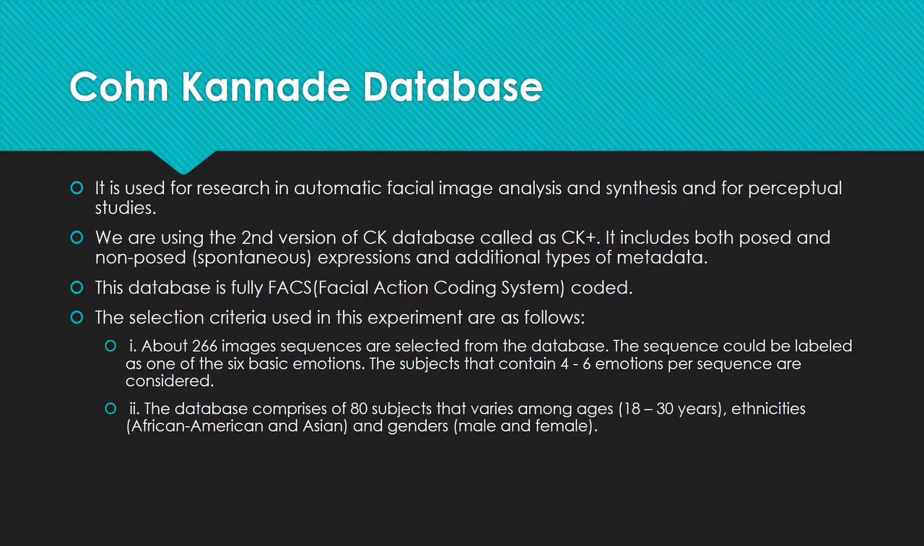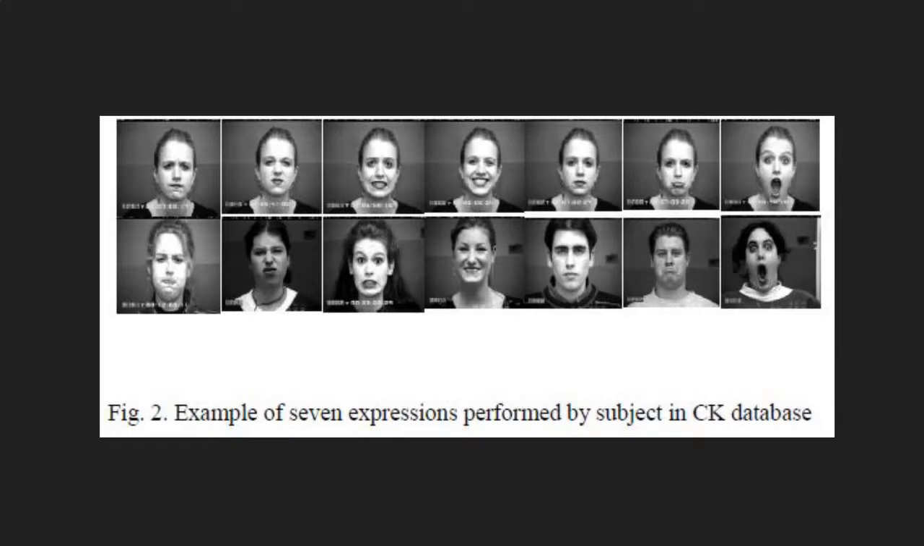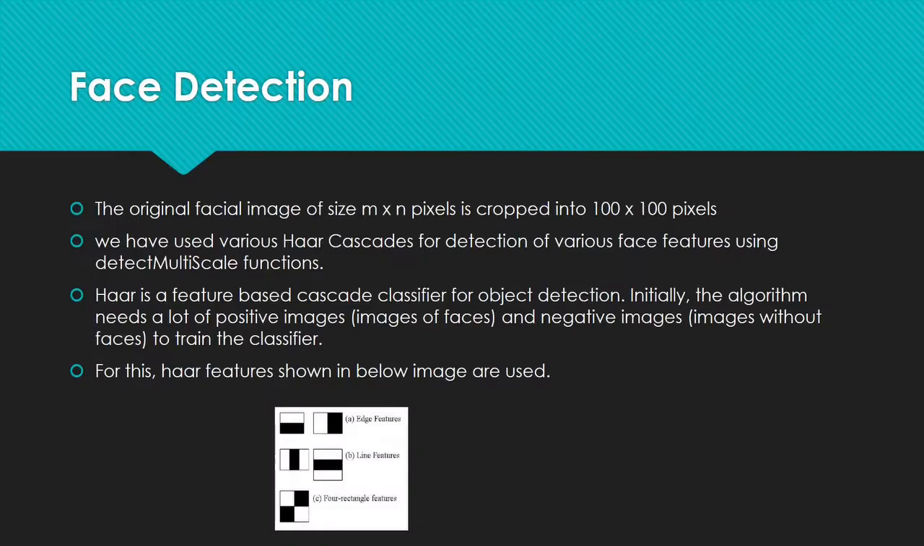The database comprises 80 subjects that vary in ages from 18 to 30 years, ethnicities from African American and Asian countries, and genders male and female. This is an example of our concatenated database, and this is how the images look in our database with the background. As you can see, clean images but with a background, not only the face.